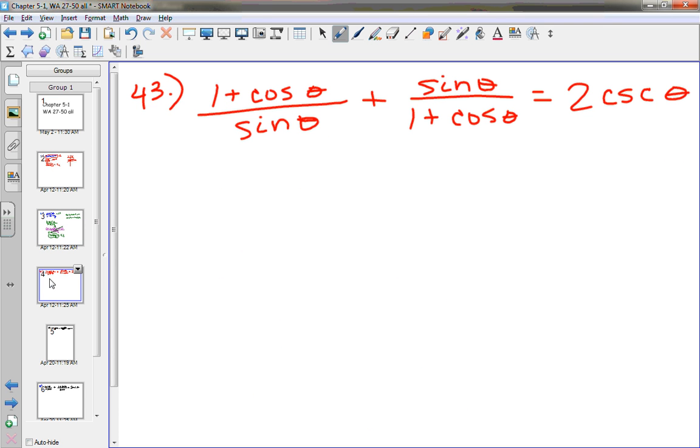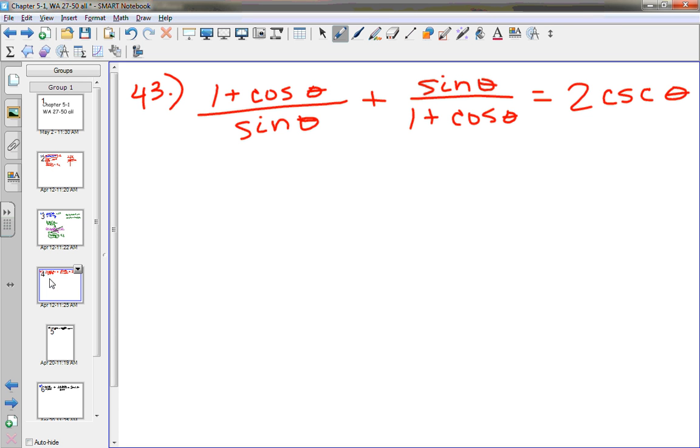Moving right along, 43. Verify the identity algebraically. Use the table feature graph utility to check your result numerically. Now, what's the difference with this? It's saying that the left-hand side, which is this nasty-looking junk, has to equal this little pretty package of 2 cosecant of theta. Yes, you have done this before, okay?